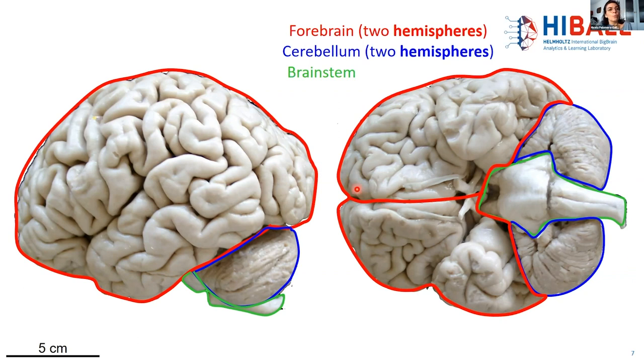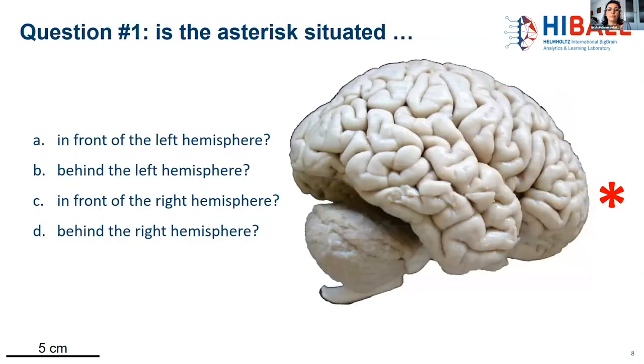Okay, so with this, I'd like to start my first poll. I'd like you to participate and tell me, looking at this image of BigBrain, do you think that the asterisk that you can see here on the far right of the image is located in front of the left hemisphere of BigBrain or behind the left hemisphere of BigBrain, or is it in front of or behind the right hemisphere?